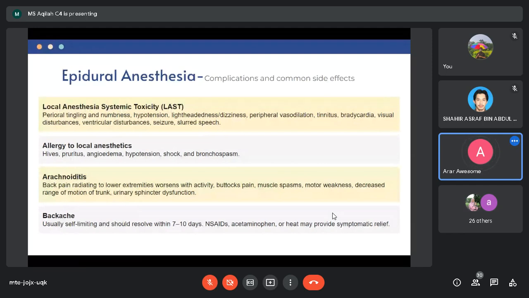But arachnoiditis is a back pain that relates to the lower extremities and worsens with activity. And the patient can also have buttock pain, muscle spasm, motor weakness, deceleration of motion, also urinary sphincter dysfunction. And the patient can have a backache. Usually this back pain is self-limiting and should resolve within 7 to 10 days. And we can give NSAIDs, acetaminophen, or heat to provide symptomatic relief to the patient.